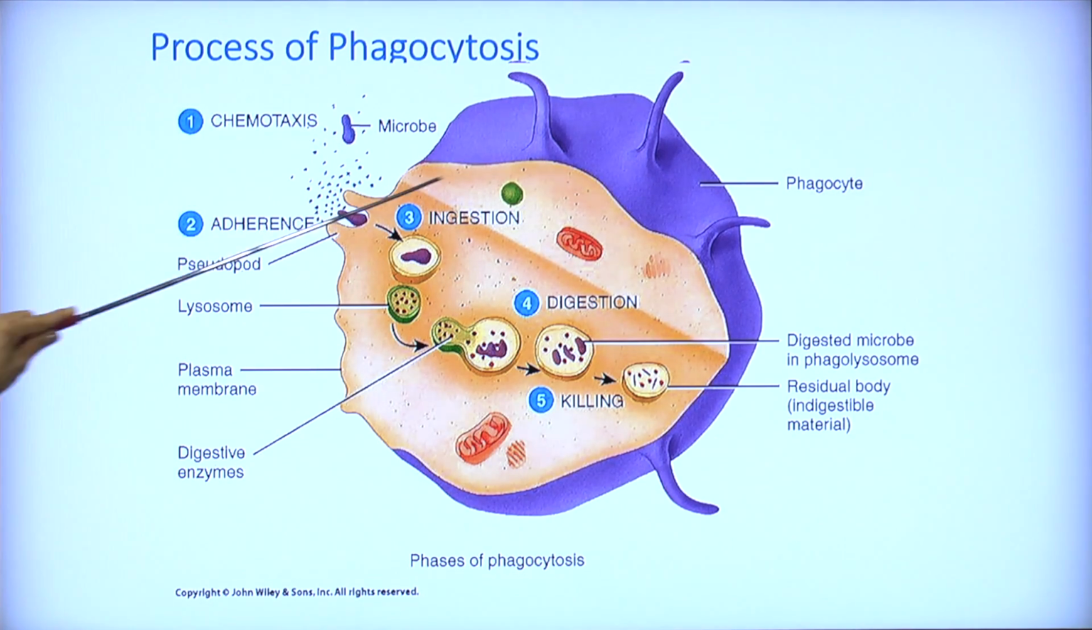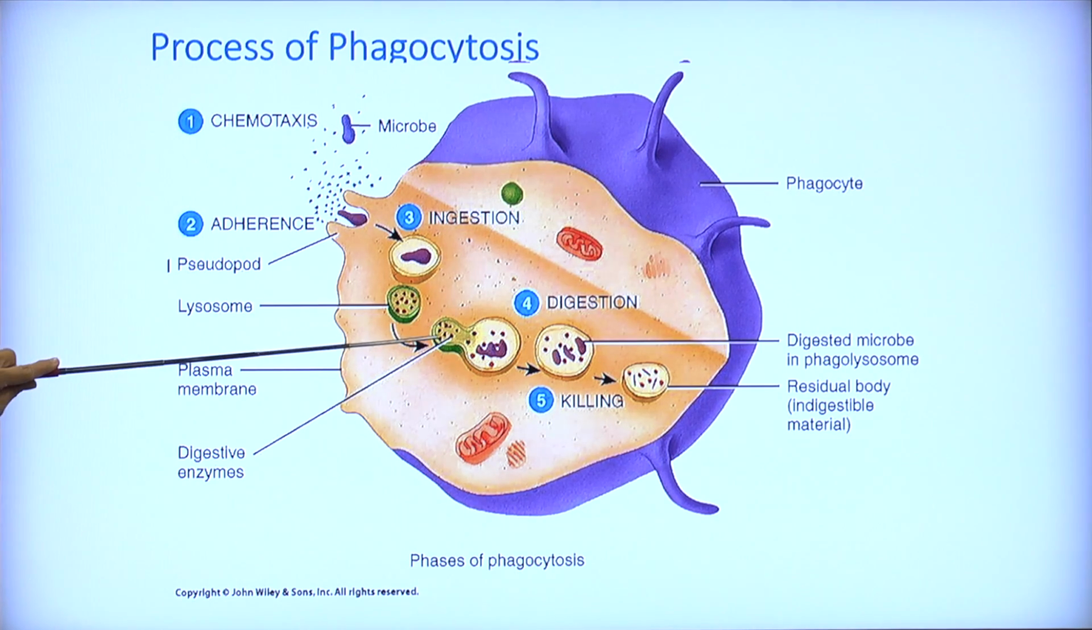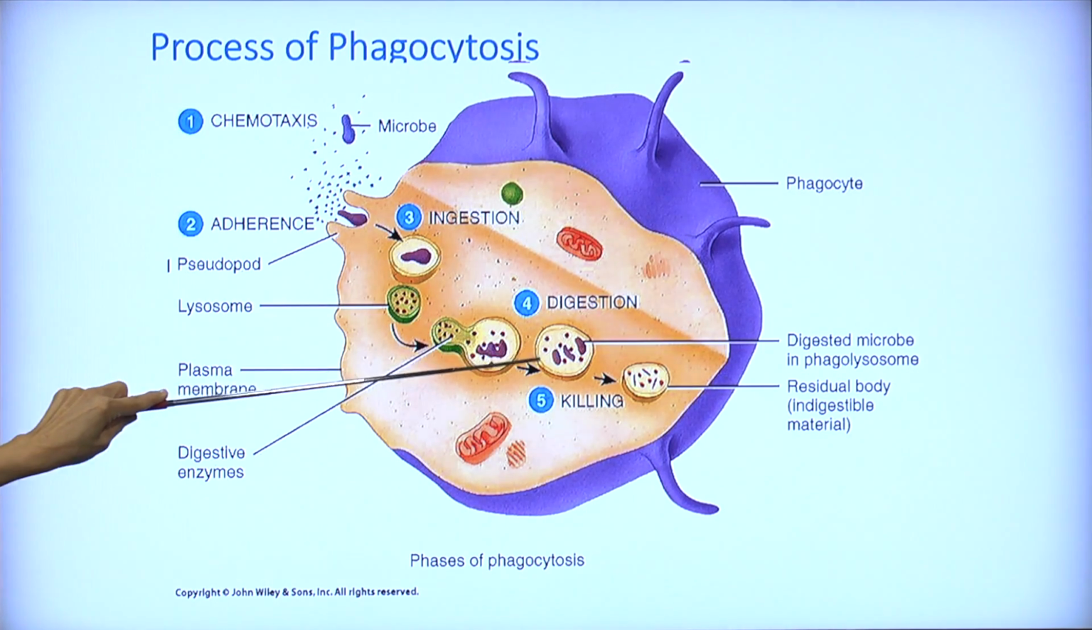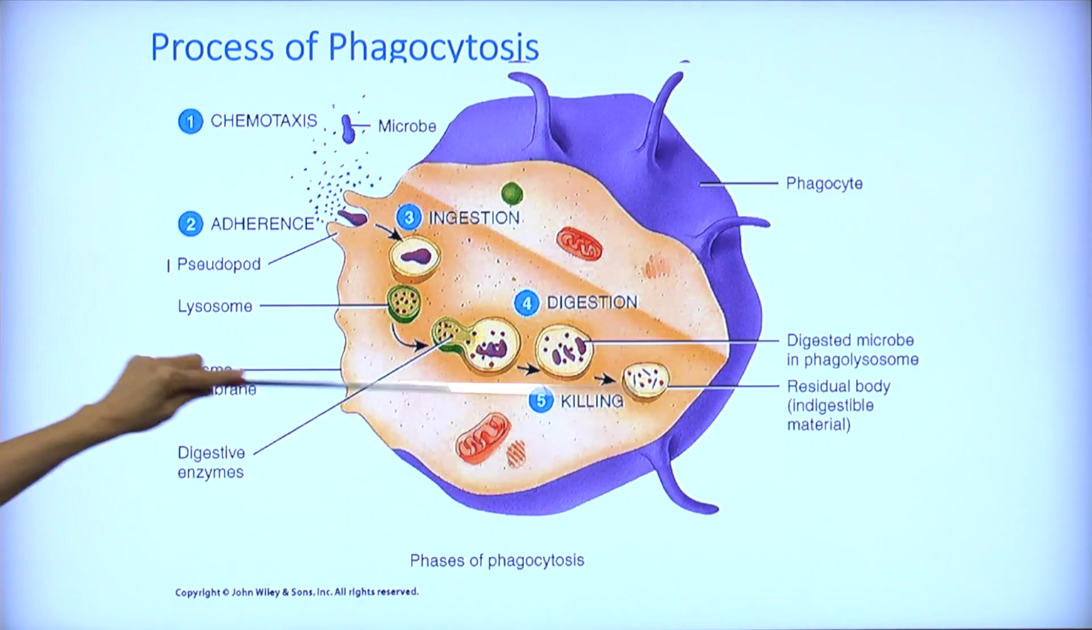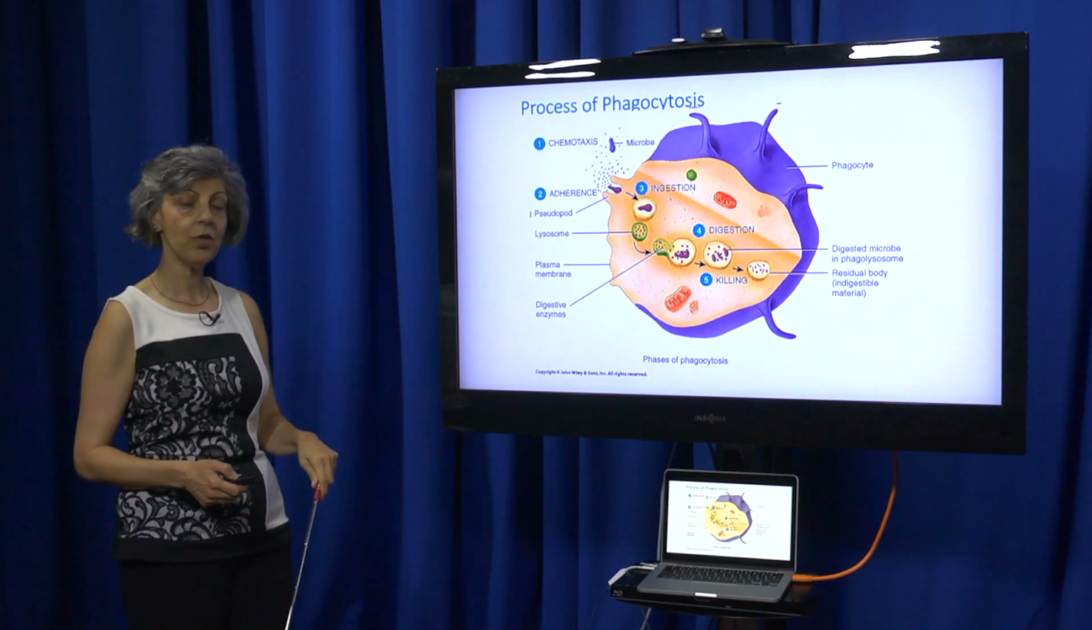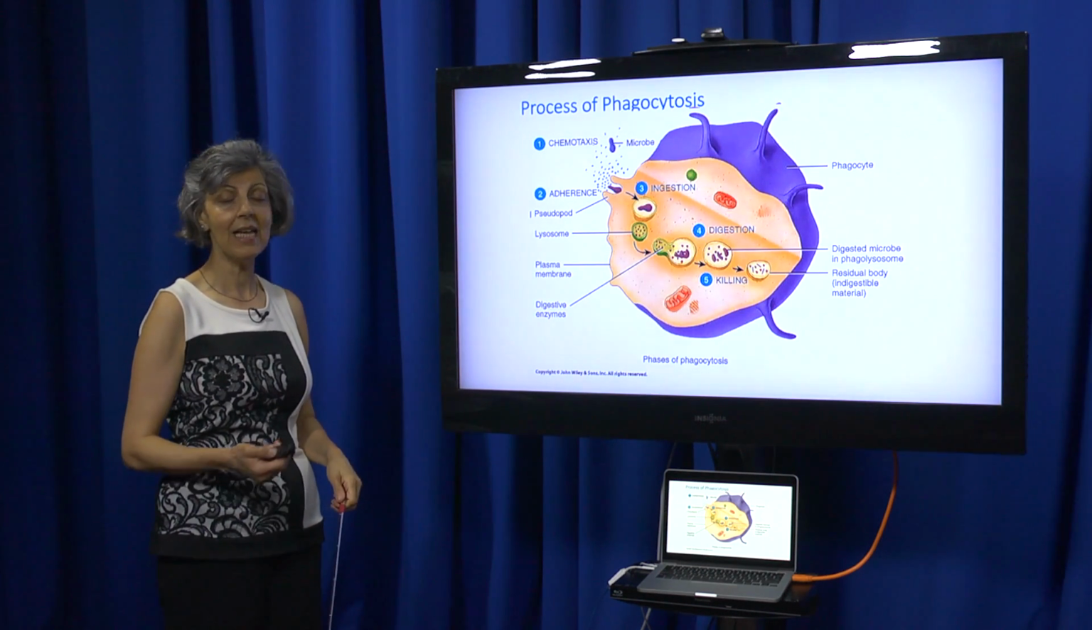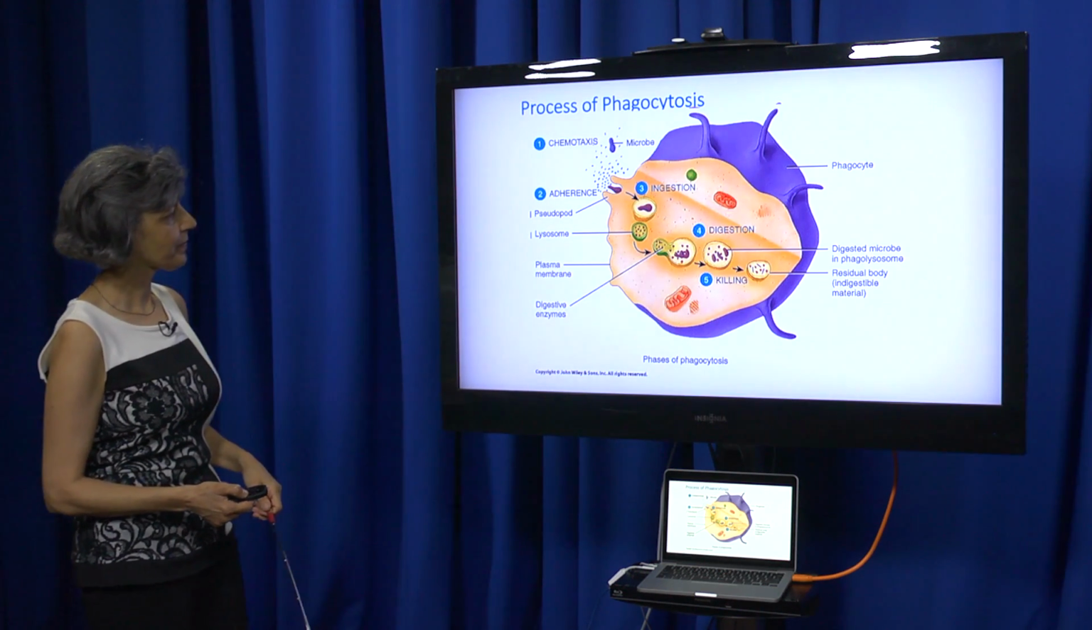So if this is a microbe and this is a phagocytic cell, it's going to be attracted towards the microbe, make processes that will extend around the microbe, pull it in, ingest it. It's going to attack it by means of a lysosome. The lysosome has digestive enzymes. It will digest the microbe. It's going to break it down, kill it, and any residue is going to be excreted outside the cell. So the process of phagocytosis actually kills and eliminates invaders.